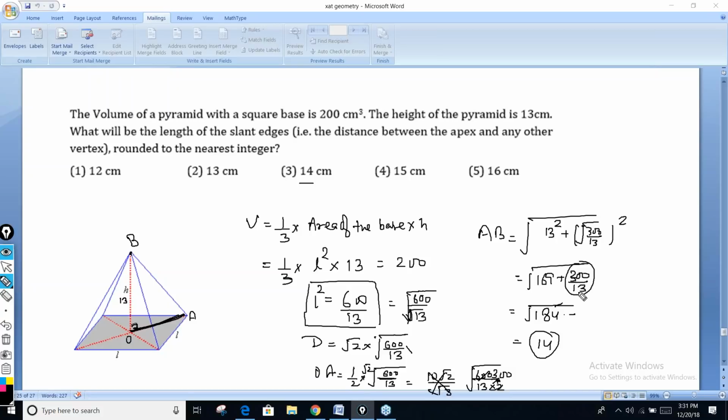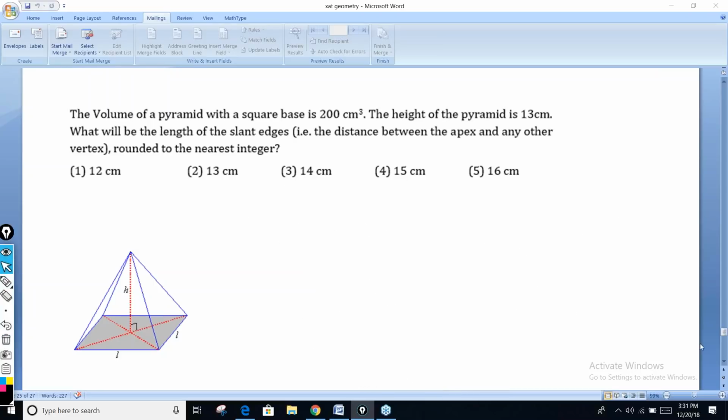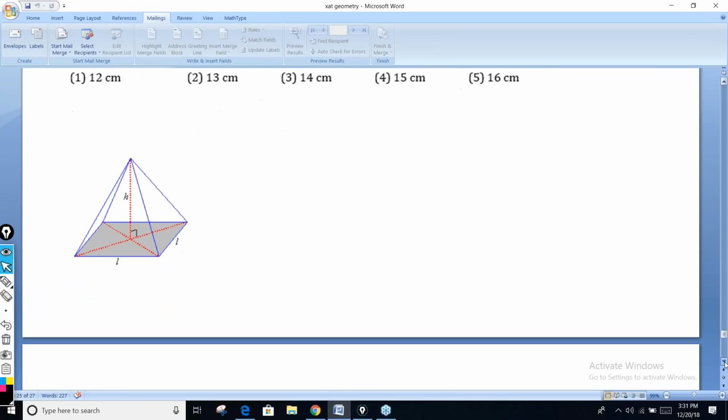So this value is nearly 169 plus 23 something. So you'll get 192, and 192 is definitely near to 14. That is the answer. So I made the calculation mistake. The answer is option 3. Come to the next one.